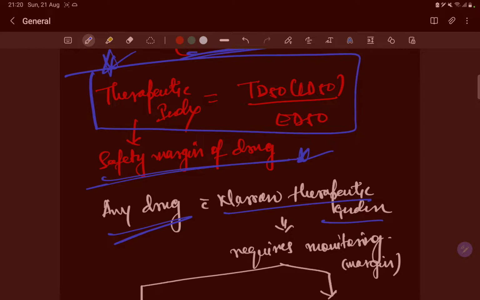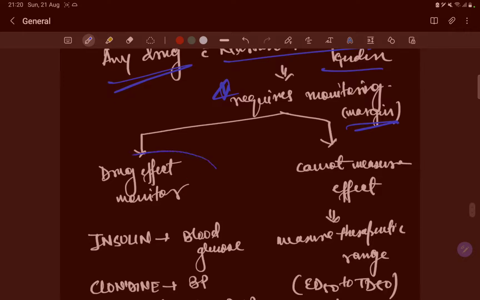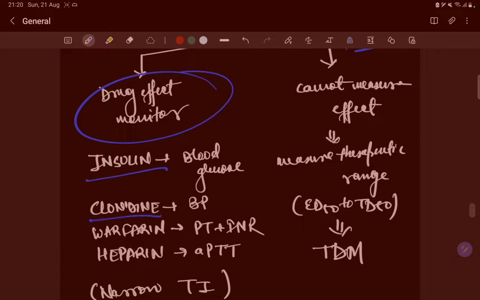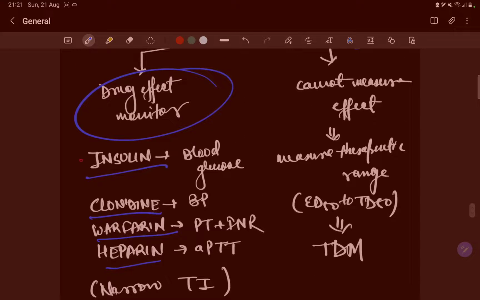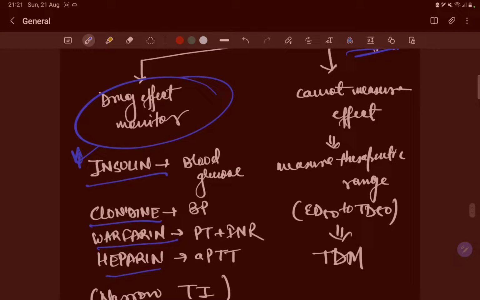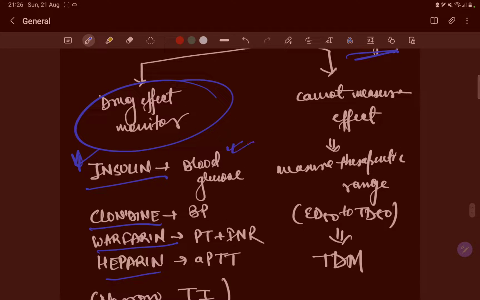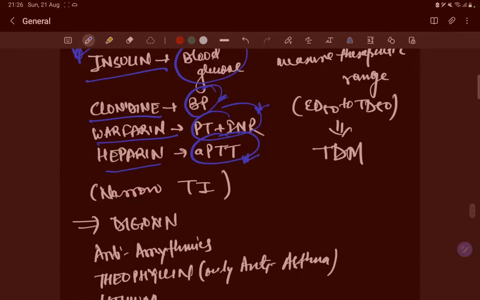Any drug with a narrow therapeutic index requires monitoring, okay. Drugs whose effect is monitored include insulin, clonidine, warfarin and heparin. Insulin is monitored by blood glucose, clonidine by blood pressure, warfarin by PT and INR, and heparin by APTT. These need to be monitored regularly because of the narrow therapeutic index.